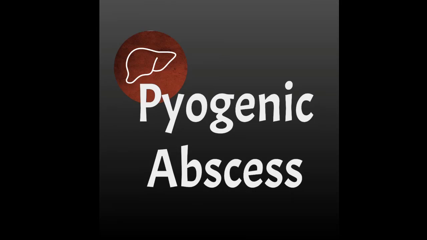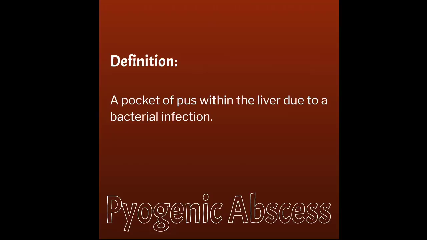We're going to start with pyogenic abscess. The definition of a pyogenic abscess is a pocket of pus within the liver due to a bacterial infection. Anything pyogenic is considered pus creating, pyo-genic, creation of. So we have pus creating infections, and because we're looking at liver stuff, we're talking about liver abscess.